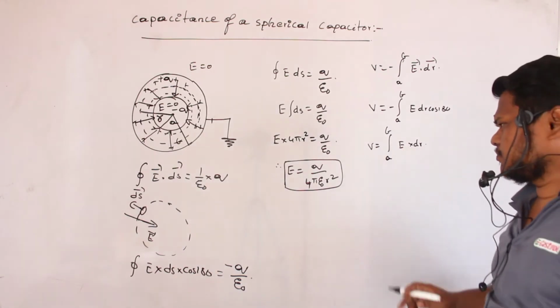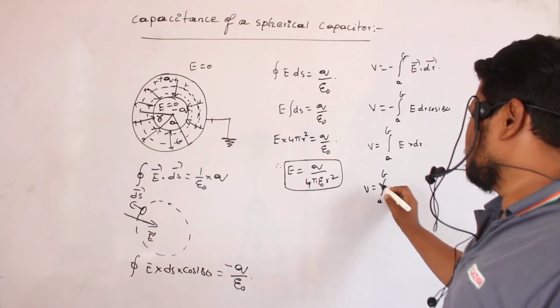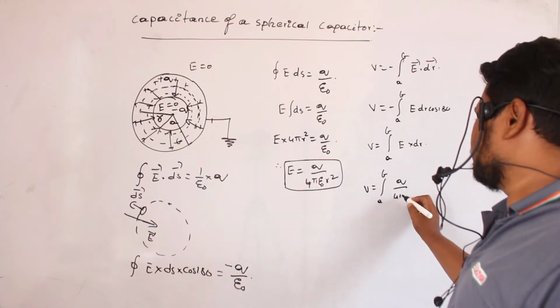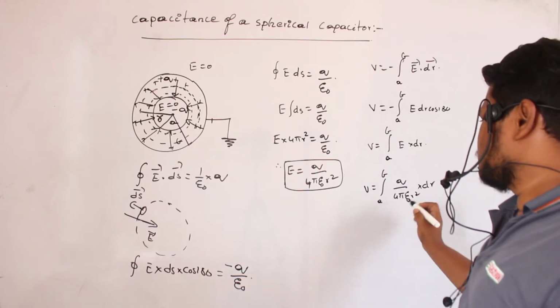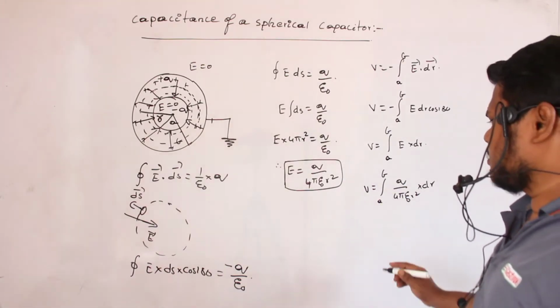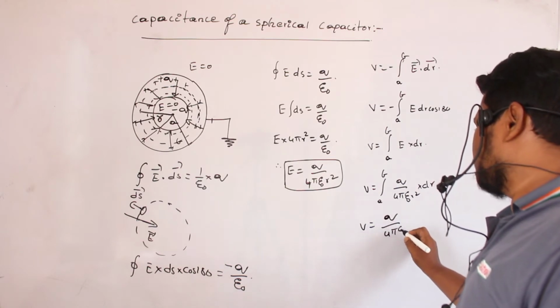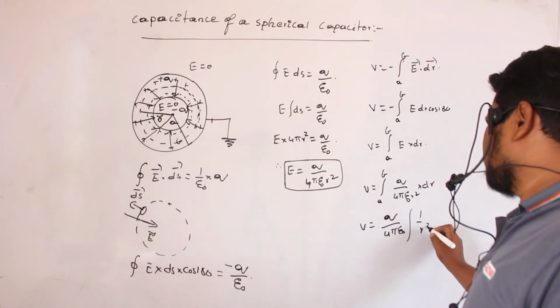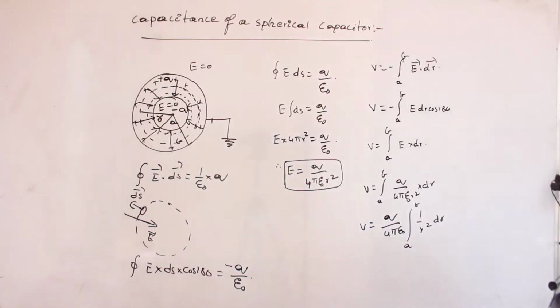Now E value, we have already calculated. So substitute here, from A to B. E value is Q divided by 4 pi E naught into r square, multiplied by dr. Q by 4 pi E naught is a constant, so take it out of this integration. So Q by 4 pi E naught, integration of 1 by r square into dr, limits are applied from A to B.